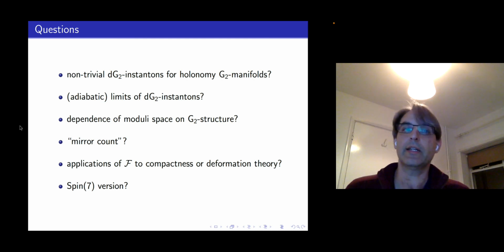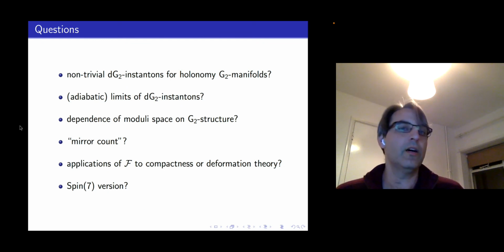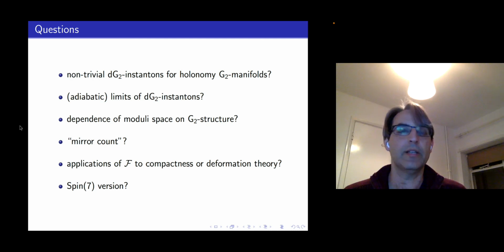So I think in conclusion that there are lots of very interesting questions. We've only just started to scratch the surface of the study of dG2 instantons, and I hope you have found this sequence of talks informative and it inspires you to think about these very special connections in 7 dimensions.